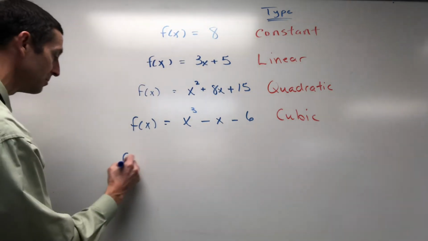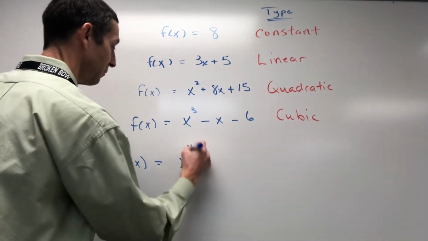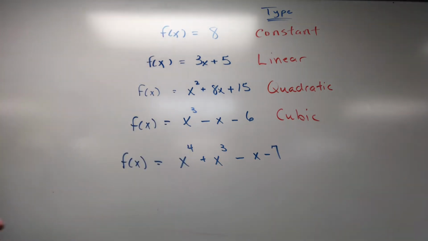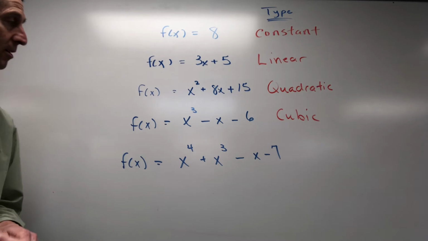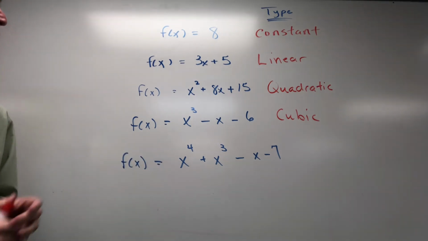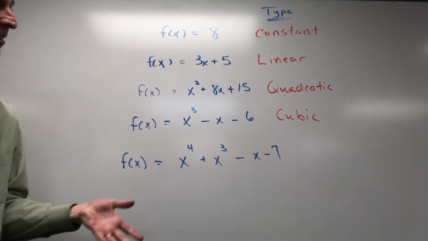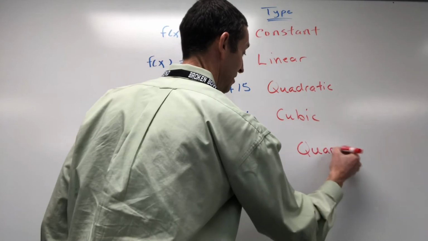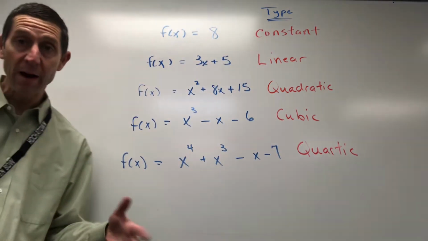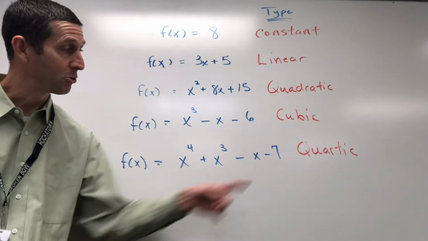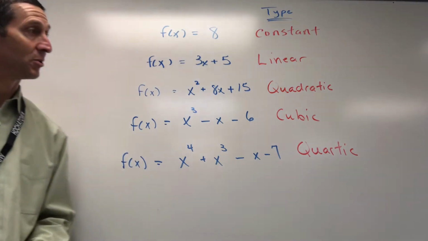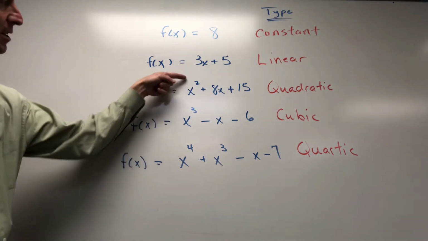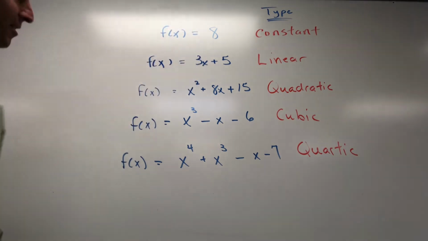And let's jump up one more. Let's go x to the 4th plus x cubed minus x minus 7. So when you've got a degree 4, so largest power 4, and you have to say what type of function this is, the word for the 4th is called quartic. So when it's 4th power, degree 4 is your largest power, cool word, quartic. So these are the types. Feeling good about that. Degree 4, degree 3, degree 2, degree 1, degree 0.